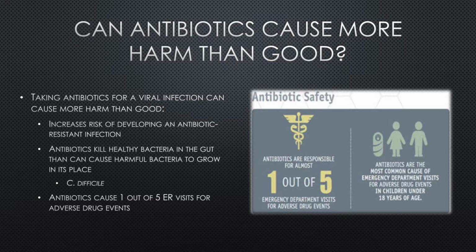These antibiotics also can kill healthy bacteria in the gut and can cause harmful bacteria to grow in its place, like C. diff. So, for example, C. diff is a bad bacteria that comes in through your intestines. What it can actually do is the C. diff will infect your intestines versus the good bacteria, which is used for digestion.